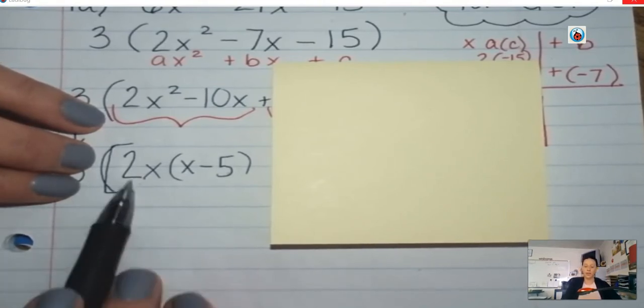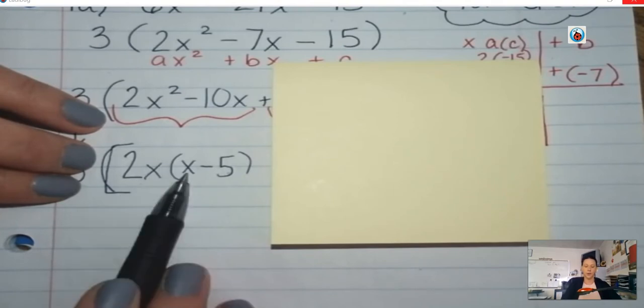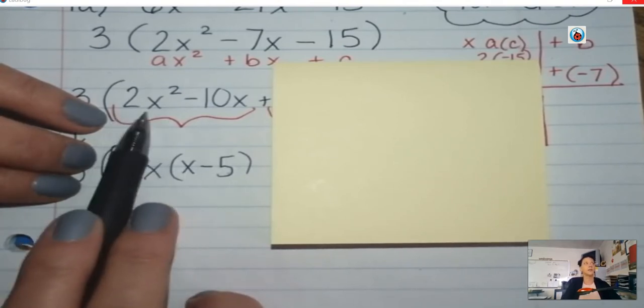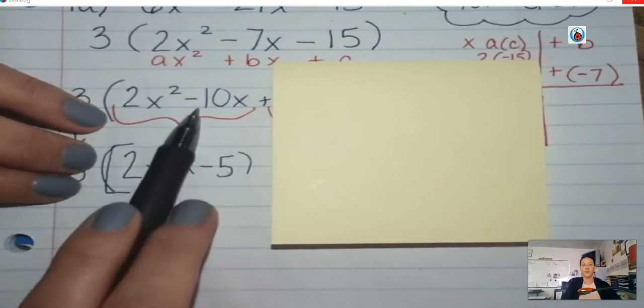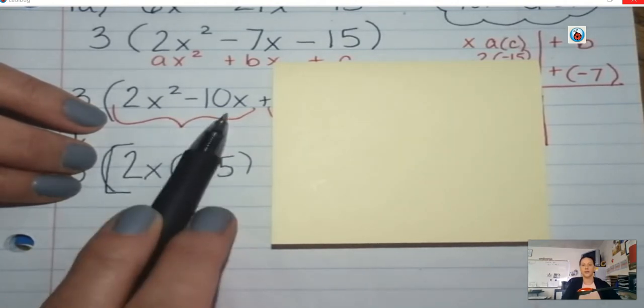And then you can double check if you do distributive property. 2x times x is 2x squared. 2x times negative 5, a positive times a negative is minus. 2 times 5 is 10x.